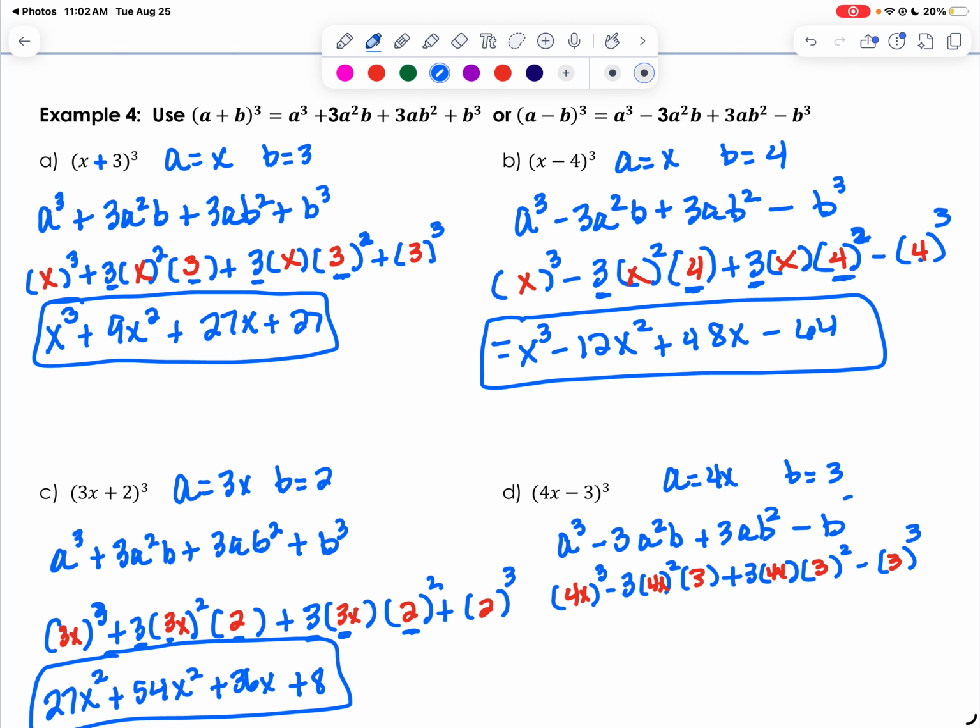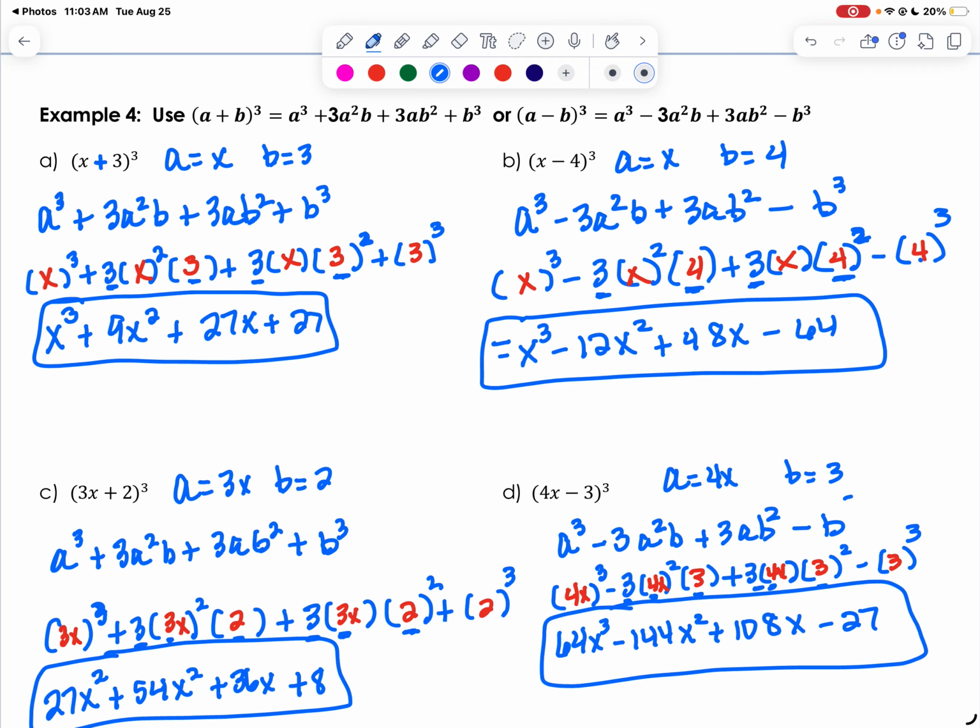All right, so 4x quantity raised to the third power would give me 64x cubed. In my second term, I'm multiplying 3 times 4 squared times 3. So that would be 16 times 3 is 48 times 3 would be 144x squared. Next term, I have 3 times 4, which is 12, times 3 squared. So 12 times 9 would be 108x, and then minus 3 cubed, minus 27.